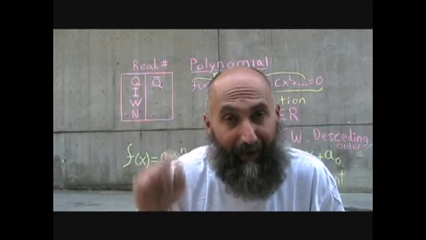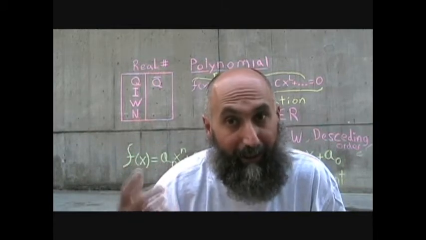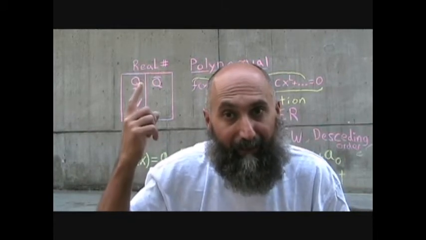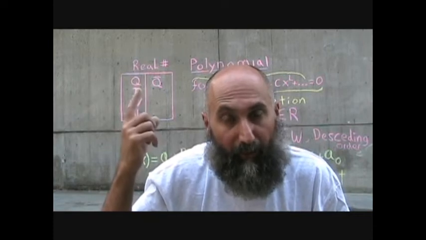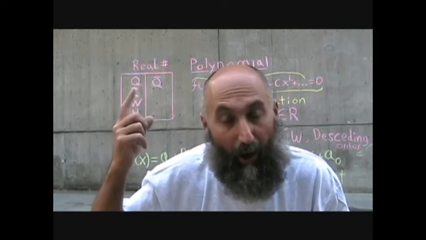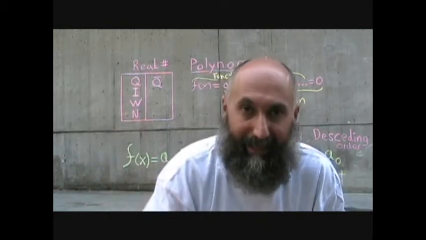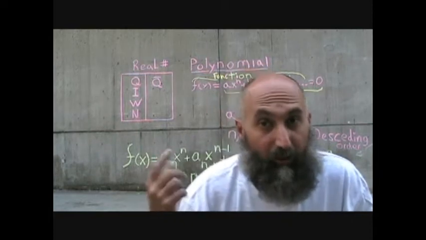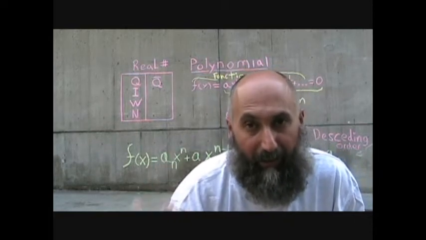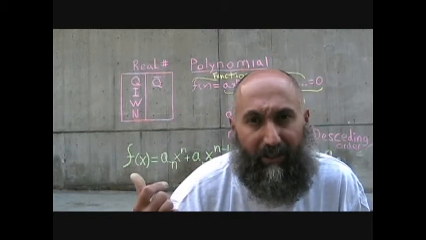You couldn't have x to a power of a negative number. That's not a polynomial function, right? Rational numbers include negative numbers and fractions, so you can't have any powers that are fractions. So for example, let me write down some of the ones you can't have.